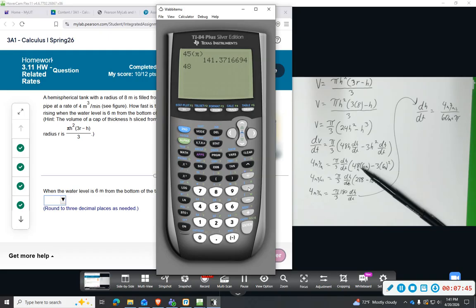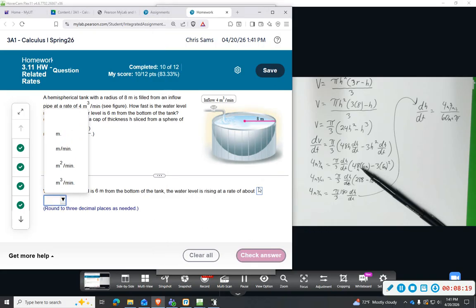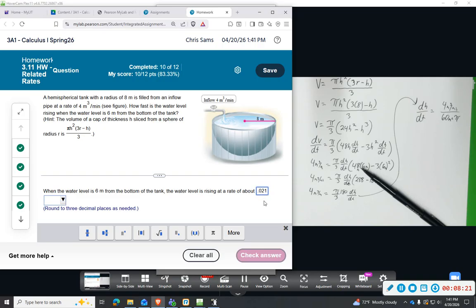48 times 6 would be 288, and 36 times 3. Okay, so 4 divided by 60 times pi is 0.021. That will be 0.021 meters per minute.